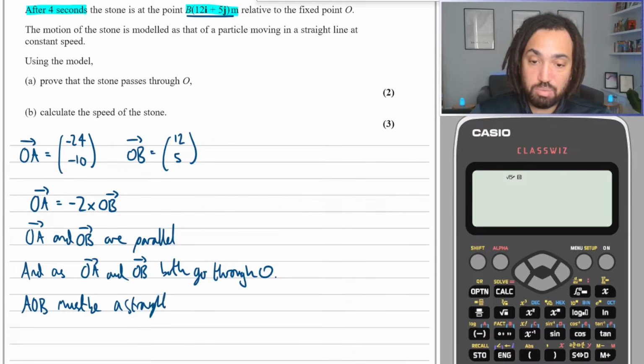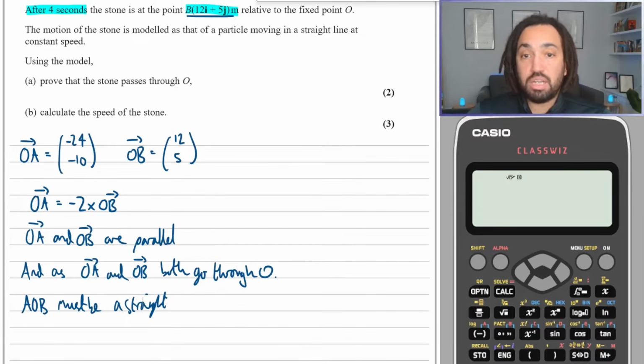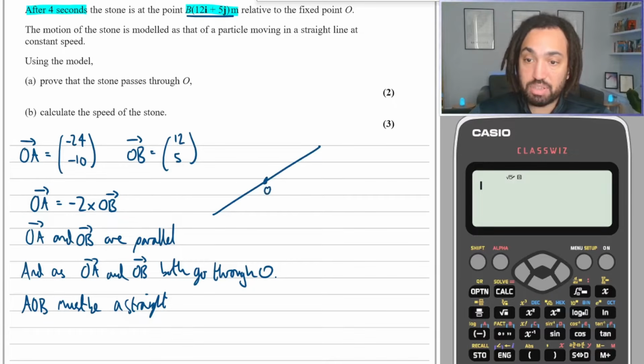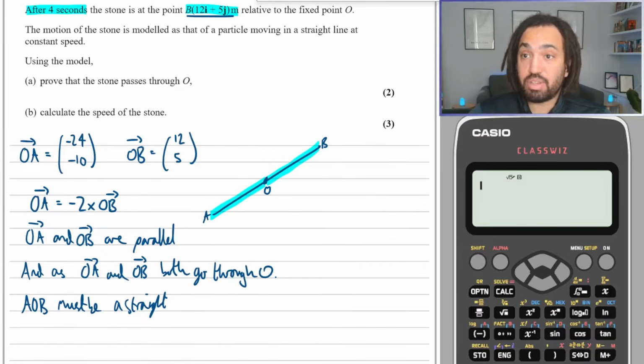Okay, now it's a lot of work for 2 marks, but that does prove that the stone passes through the origin, because OA and OB are parallel and they both go through the origin. So you get a situation like this where you've got O, you've got A down here, and you've got B up here. Because the lines are parallel, they're going in the same direction, it means if I have to go from A to B, I must go through the origin.